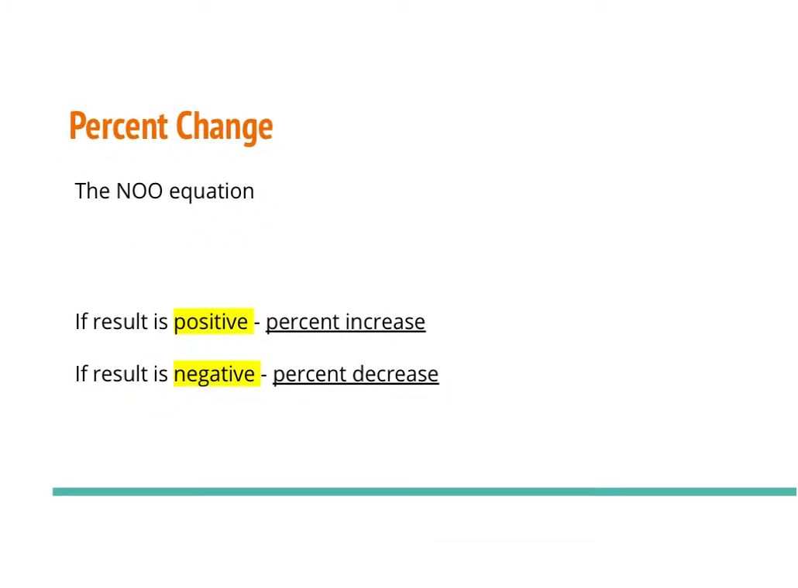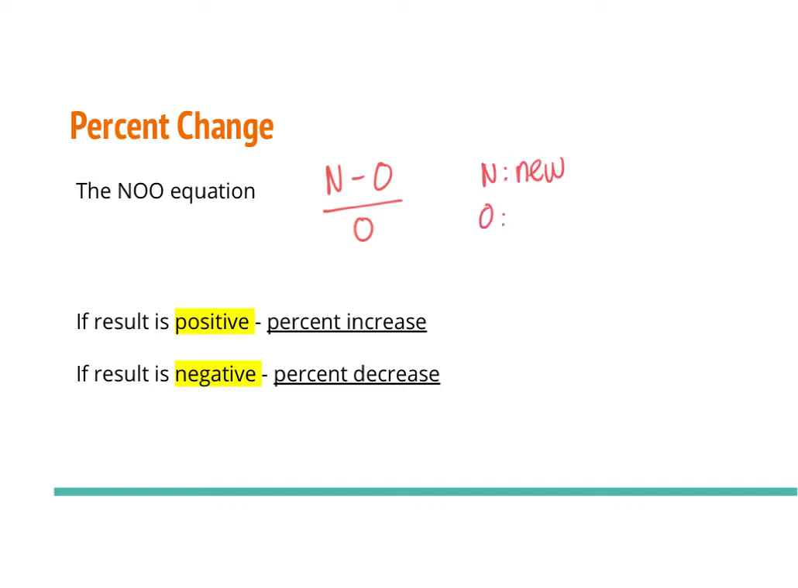Okay, so what we're going to use to calculate percent change is called the NO equation. That's n minus o over o, where n is the new and o is the old. That could be a new price versus an old price. That could be a new number versus an old number in terms of amounts. It could be several things. If the result is positive, it's percent increase. And if the result is negative, it's percent decrease.